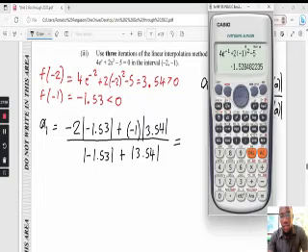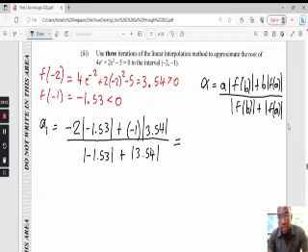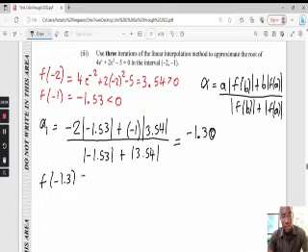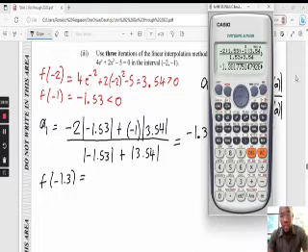And you punch that into your calculator. -2 in bracket -1.53, but then the modulus makes it positive, so it's just 1.53. Then -1 in bracket 3.54 over 1.53 plus 3.54, which is -1.30. This is -1.30. Now we need to check f of -1.30. Alright, so take f of -1.30.